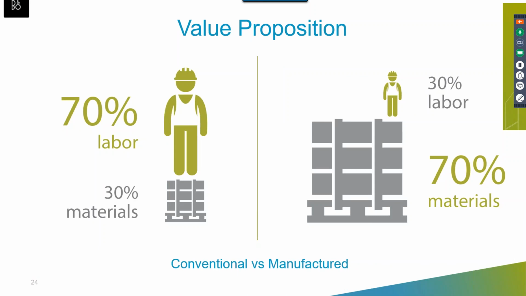So this also touches a bit on that value proposition I alluded to when we were looking at that risk mitigation slide. In conventional construction, about 70% of the cost of your construction is in labor. In a manufactured approach to construction, that's flipped. About 70% of your cost is in materials. And that's the asset that the institution ultimately owns.